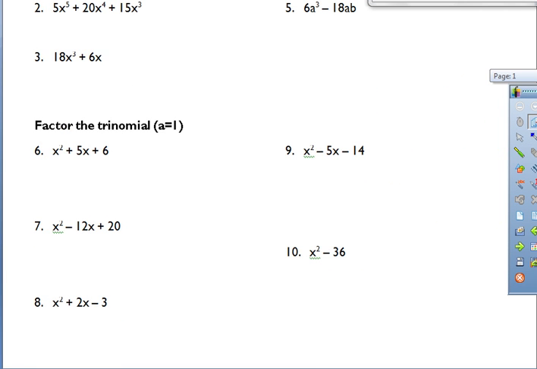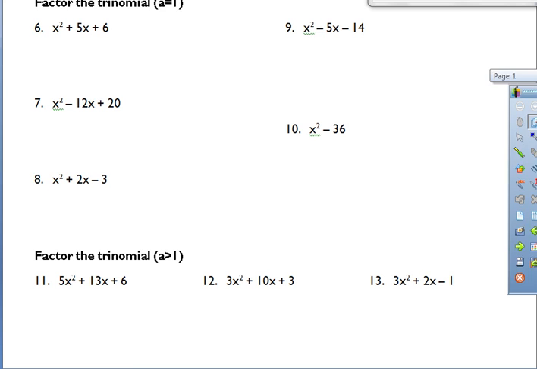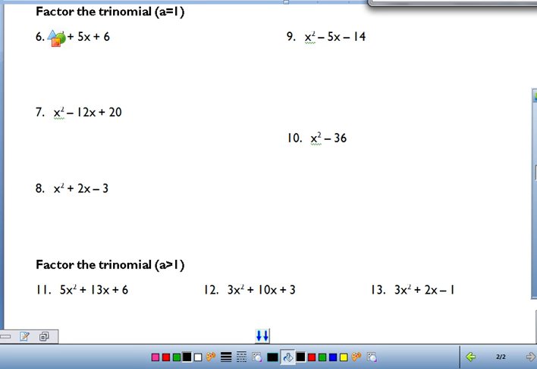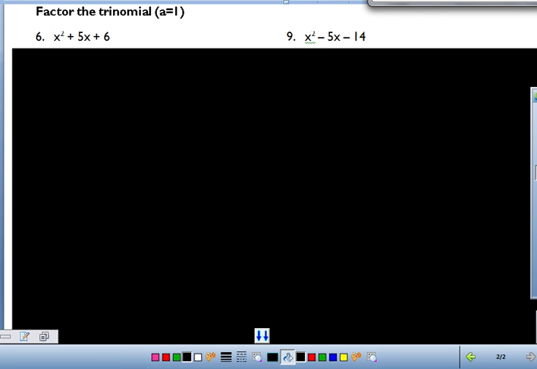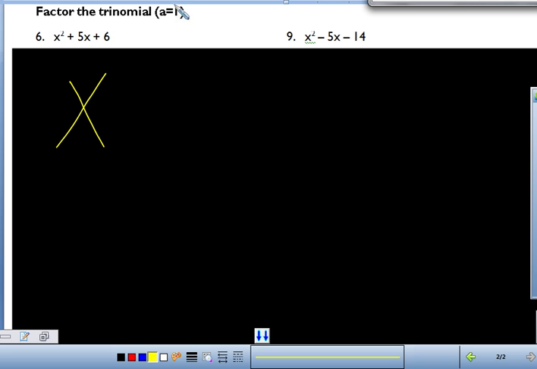Let's scroll down here to the next section on factoring. Now we're going to look at factoring trinomials where a is equal to 1. So when I do these, I'm just going to use my x. Now when a is equal to 1, all it requires is the x. Now remember, the x is the product, or the top, of your first and last term. This is 1 and 6, so that makes a 6, and then the middle term goes in the bottom.